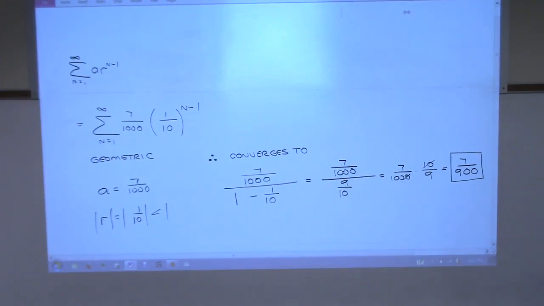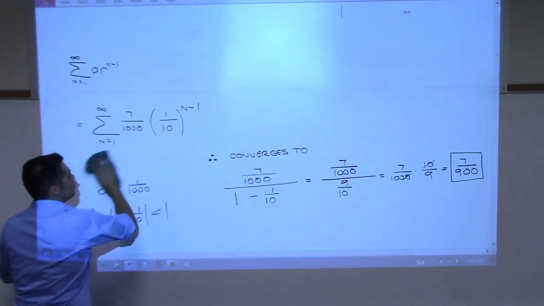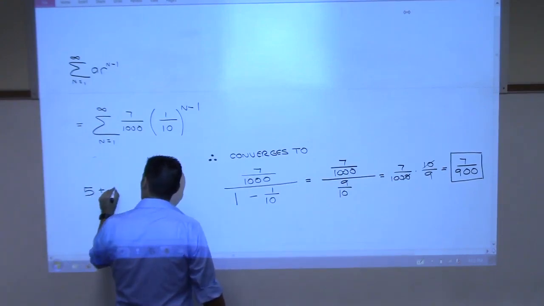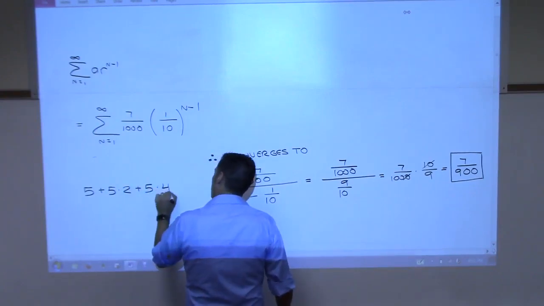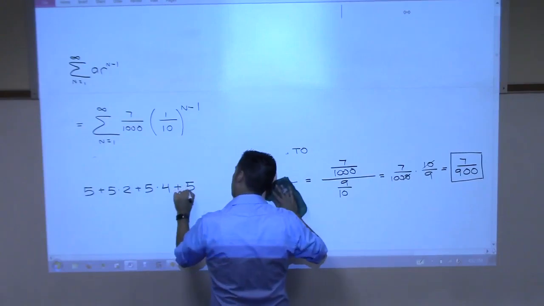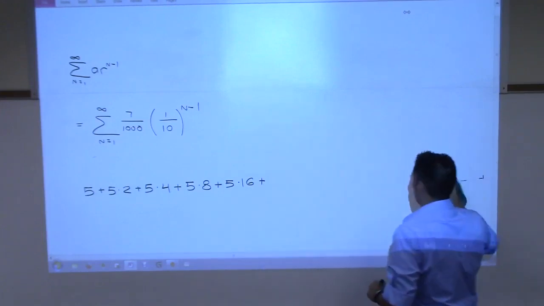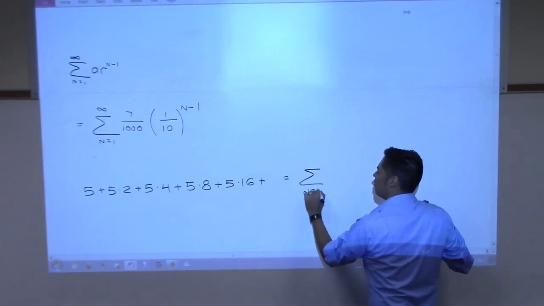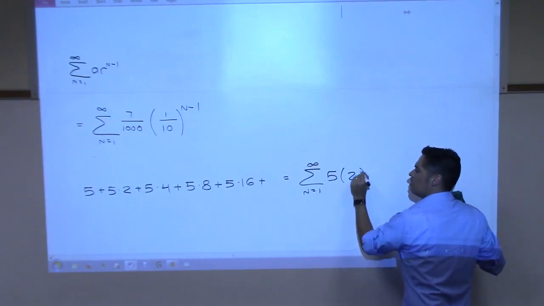Does geometric ever diverge or not? Yes, geometric can diverge. Just when you go to check this number R. Let me show you a real quick one of a divergent. It's something like this, like 5 plus 5 times 2 plus 5 times 4 plus 5 times 8 plus 5 times 16 plus, so what does that look like? This is sum, n equals 1 to infinity, 5 times 2 to the n minus 1.